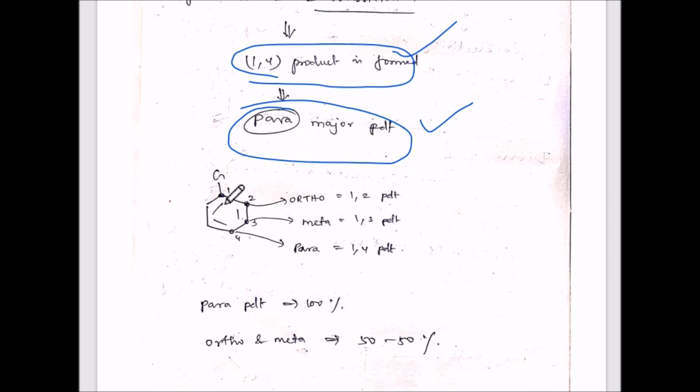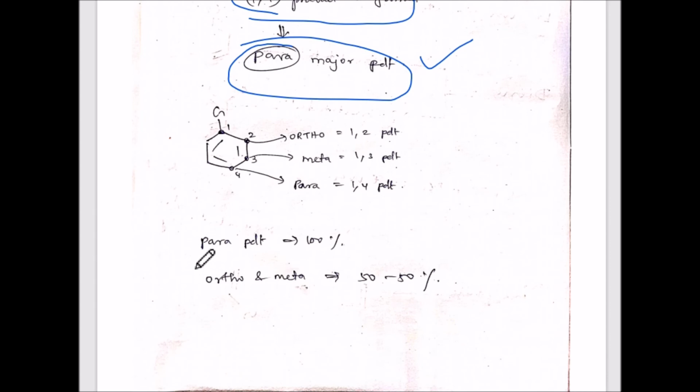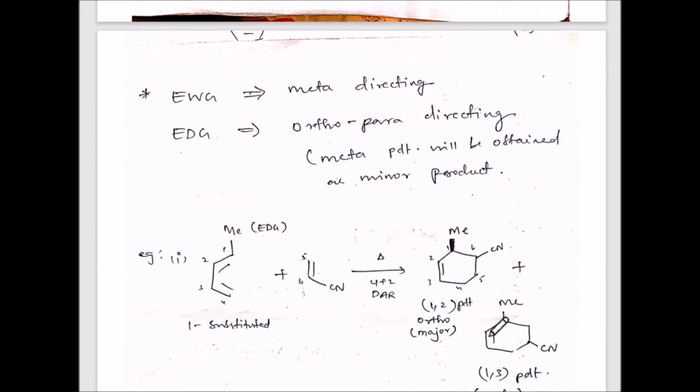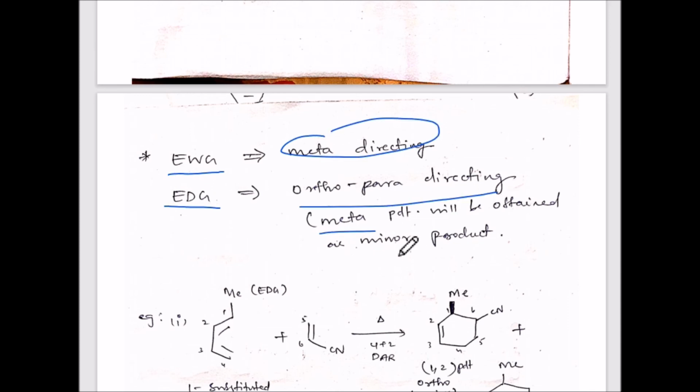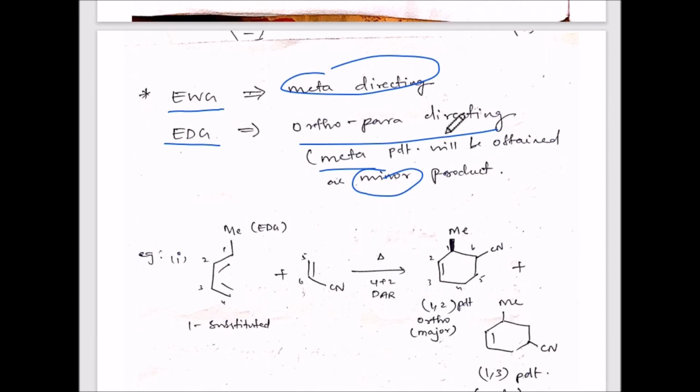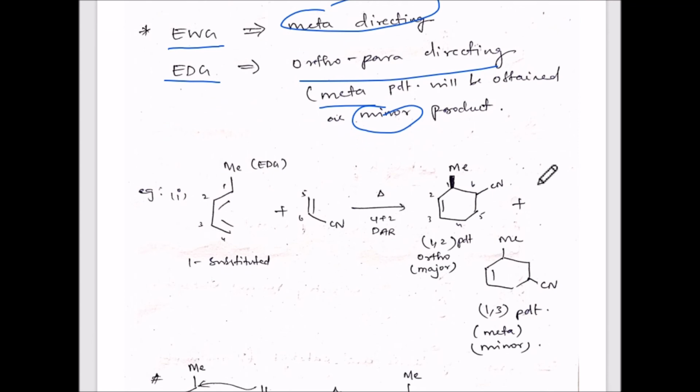So this is a small representation which you can understand, with that aromatic ring. Para product will be almost 100% more probable. Ortho and meta form in a 50-50 ratio. You understand here, electron withdrawing groups are meta directing, electron donating groups are ortho para directing. Meta product in this case will be the minor product. So you remember these points. These are certain points to be remembered.